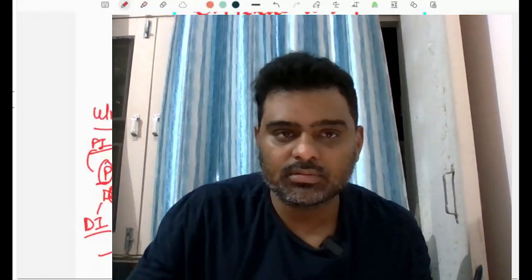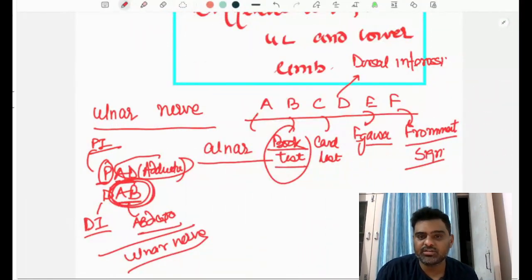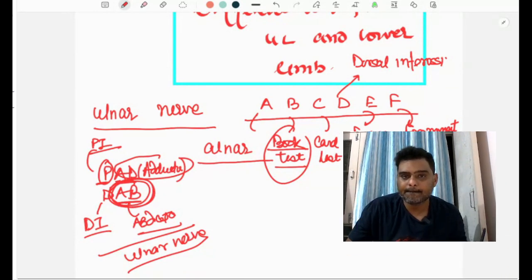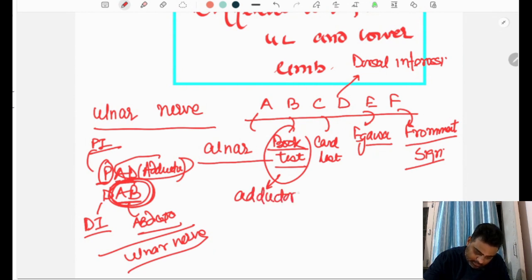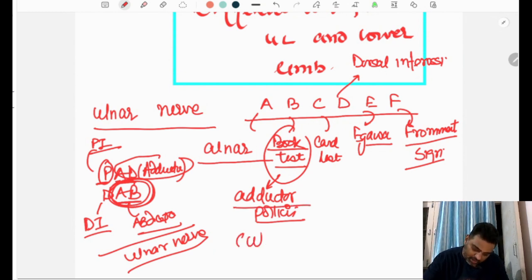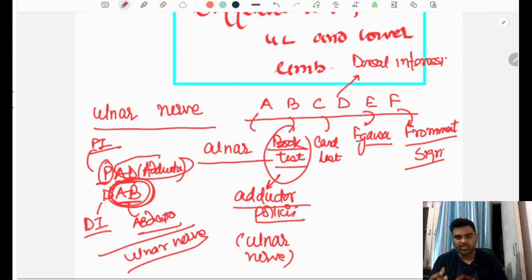So basically, book test is done for the adductor pollicis muscle or indirectly for ulnar nerve. So they can ask you this question that book test is done for which muscle, adductor pollicis, for which nerve, and they can also ask you the question that adductor pollicis is supplied by which nerve. Answer will be ulnar nerve.